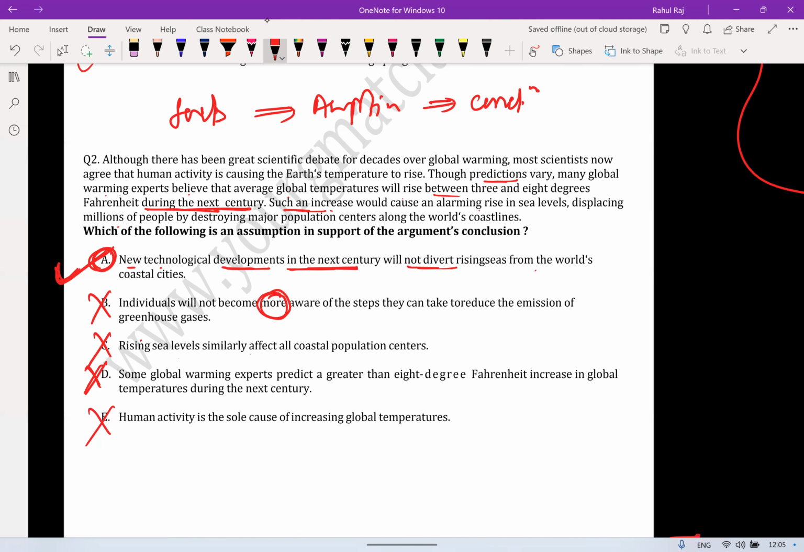The point is, the individual will become more aware of the steps. How much more aware of the steps? Or how many are not more aware of the steps? So more, less, these are all non-quantifiable words. 99% it will be wrong, so when "more" or "less" comes, you cancel it, though you cannot simply negate it.